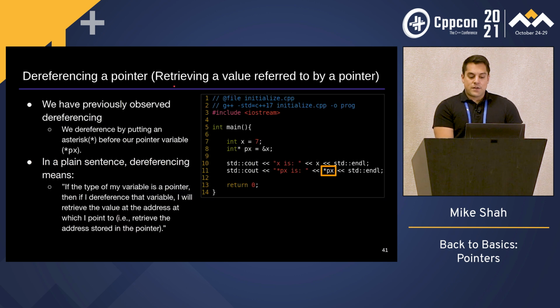Okay, so if I'm dereferencing a pointer, as we've previously observed, that's where I had this star px here, towards the right side of the screen. That's dereferencing. And again, in a plain sort of English sentence to follow along, that says, if the type of my variable is a pointer, which it is, int star or int asterisk, I will retrieve the value at the address at which I point to. Again, just retrieve the address stored in the pointer and get the value.